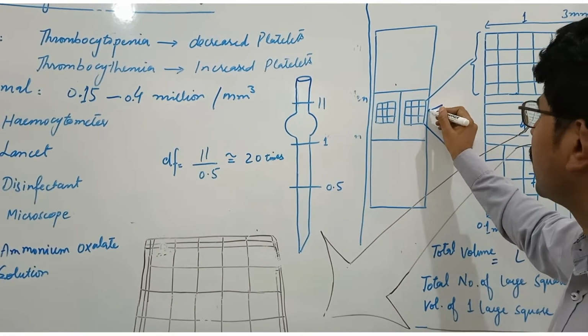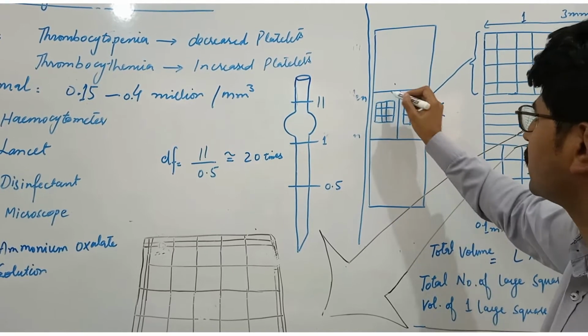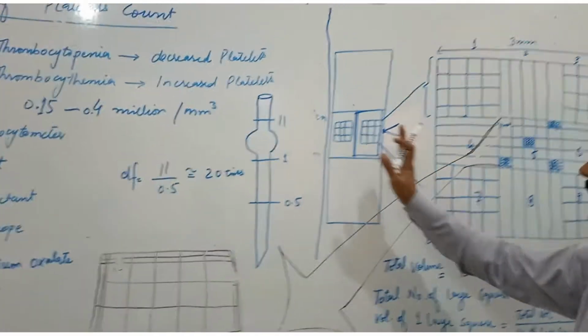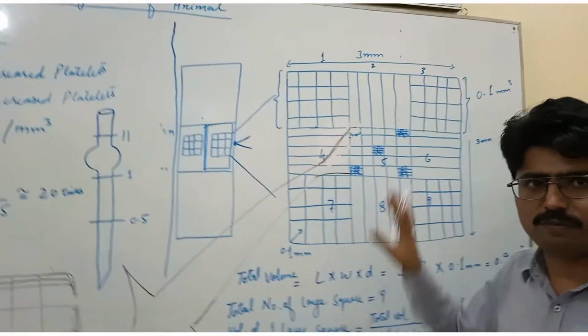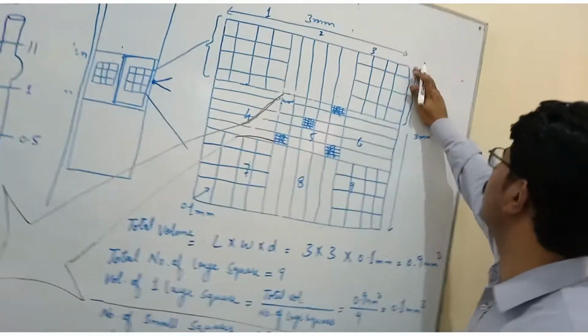After diluting like we did in RBCs, we have to put this blood in the Neubauer chamber. For this we make a drop and bring it to the junction of the cover slip and the Neubauer chamber. So the blood will diffuse between the cover slip and the Neubauer chamber. We already know the description of the Neubauer chamber.